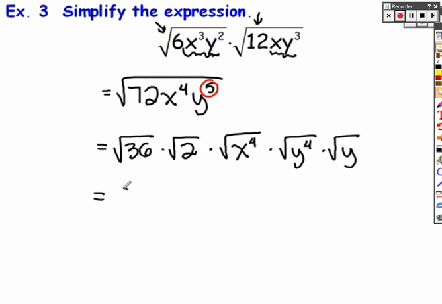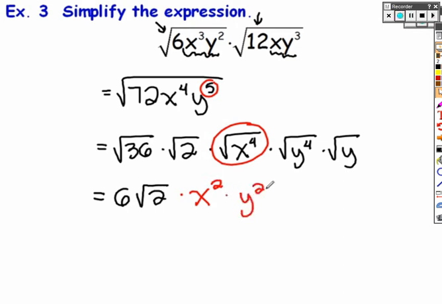And then next line, square root of 36 is 6. Square root of 2 stays. Square root of x to the 4th, this would just be x squared, or 4 divided by 2, 4 times a half. And think about it, x squared times x squared is x to the fourth. This would be y squared. Again, y to the fourth to the 1/2, 4 times a half gives you that 2.